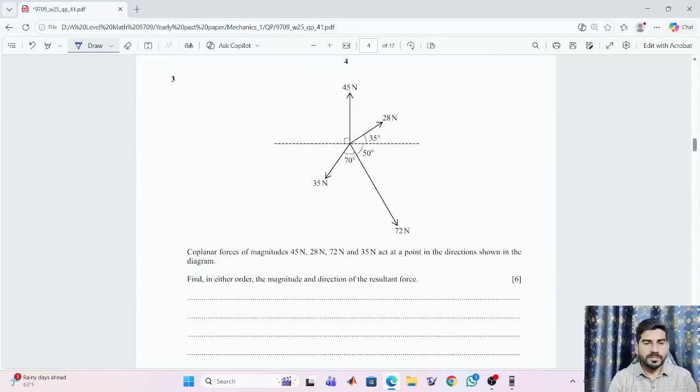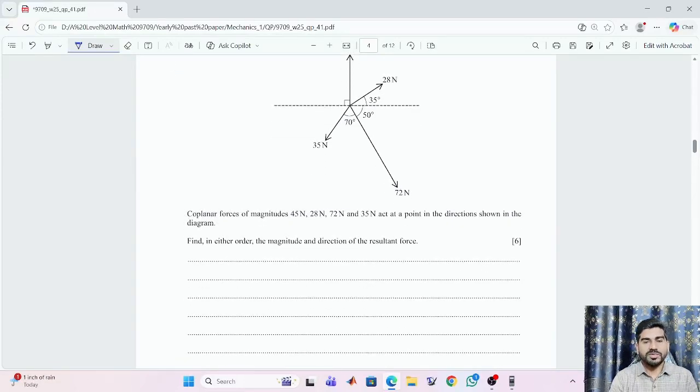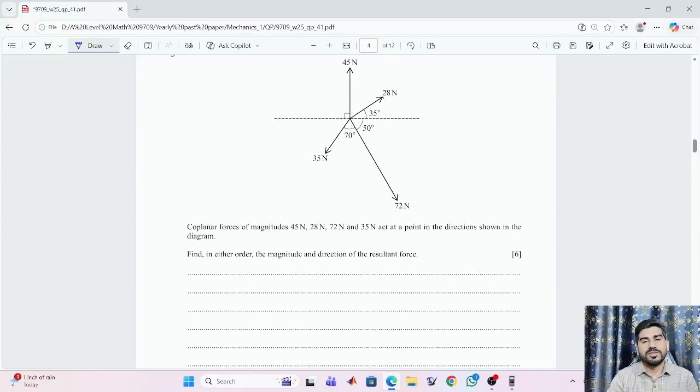Question number 3. The coplanar forces of magnitude 45 Newton, 28 Newton, 72 Newton, and 35 Newton act at a point in the directions shown. Find the magnitude and direction of the resultant force. You can see these are the forces, and we can resolve them into their perpendicular components. These are the two perpendicular components of 28 Newton. Similarly, the perpendicular components of the other forces are like these.